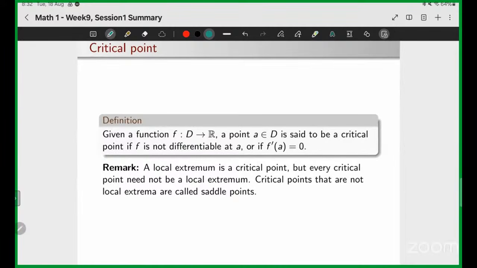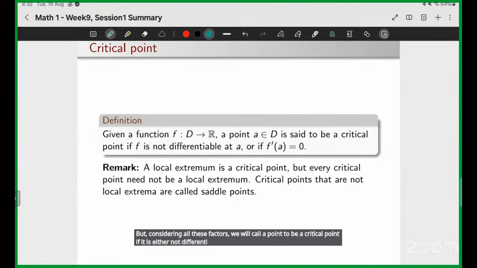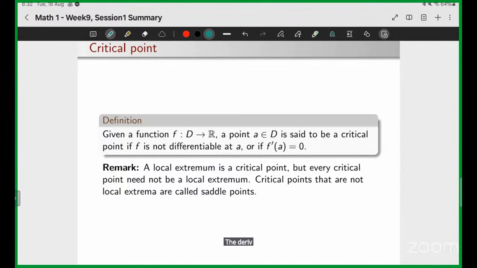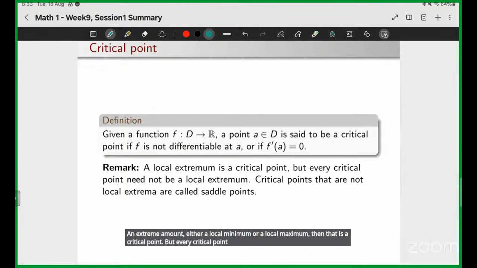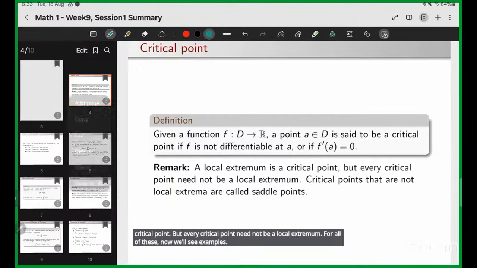But considering all these factors, we will call a point a critical point if it is either not differentiable at that point, or if the derivative vanishes, right? And the remark here says that whenever you have an extremum, either a local minimum or a local maximum, then that is a critical point. But every critical point need not be a local extremum. For all of these, now we'll see examples, right?